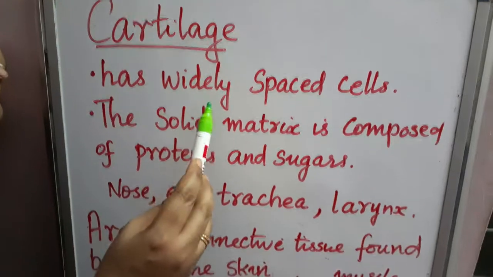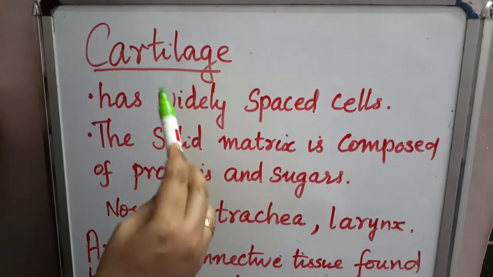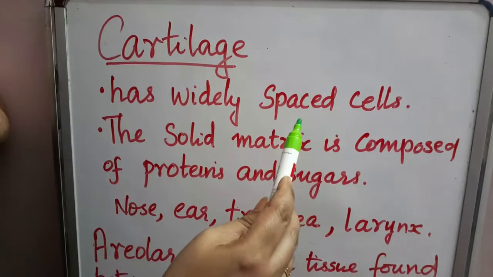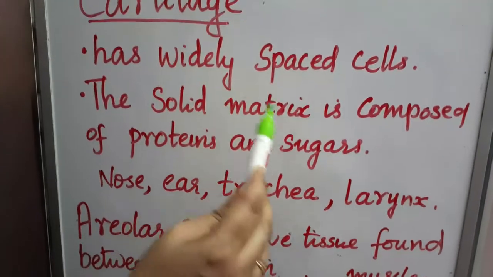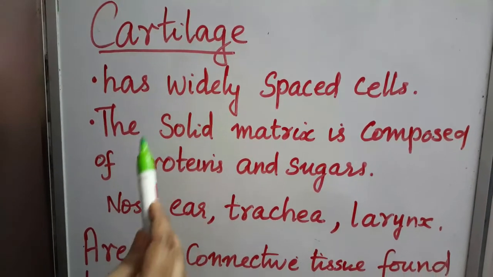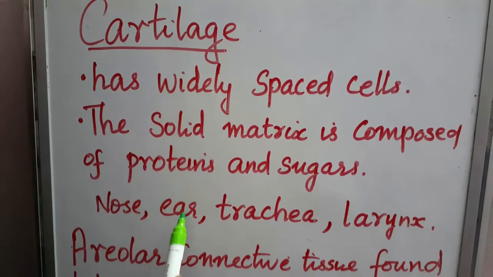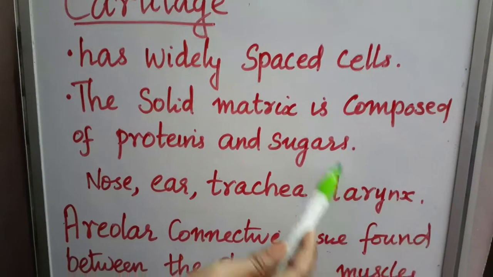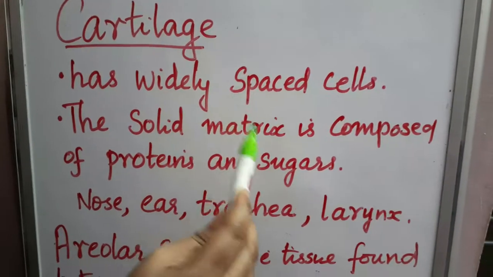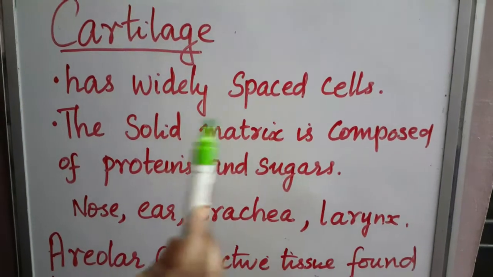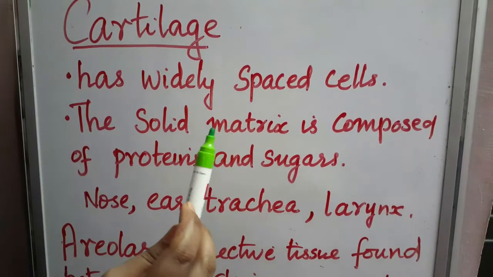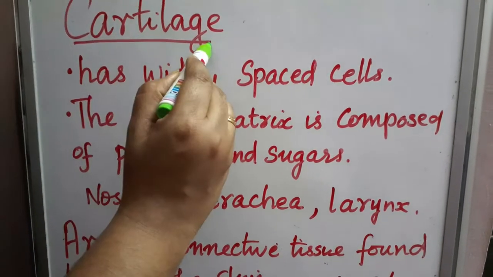So it has widely spaced cells. Compared to bone, in the case of cartilage, the cells are widely spaced. Okay, the solid matrix is composed of proteins and sugars. So we can see cartilage in our nose, ear, trachea and larynx. So cartilage has widely spaced cells. The solid matrix is composed of proteins and sugar. Okay, so this is the connective tissue.